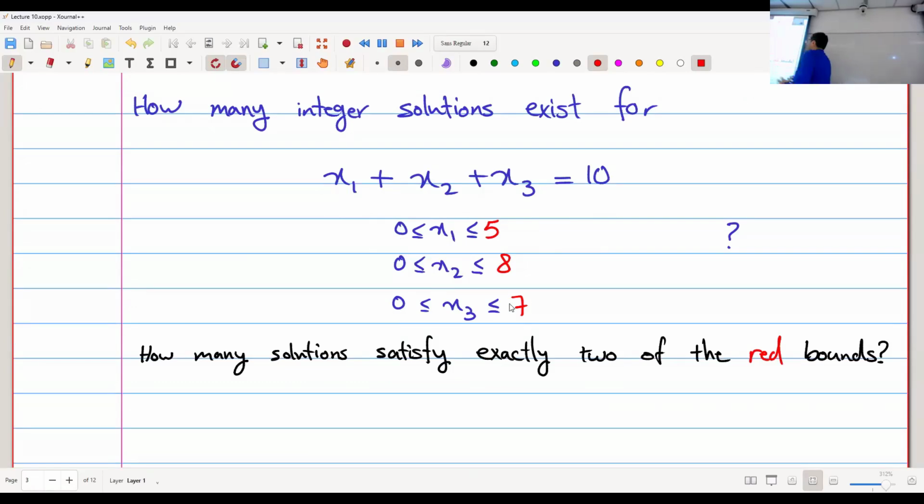Okay. So previously, if I didn't have these red upper bounds, I know how to solve this, right? But now I have upper bounds. So I say that x1 should be at most 5. You cannot assign more than 5 to x1. x2 should be at most 8. And x3 should be at most 7. Okay. How would you solve this?